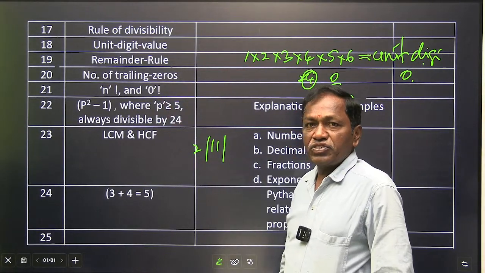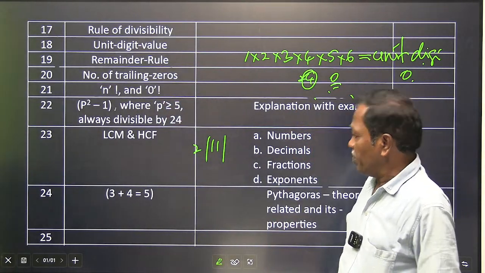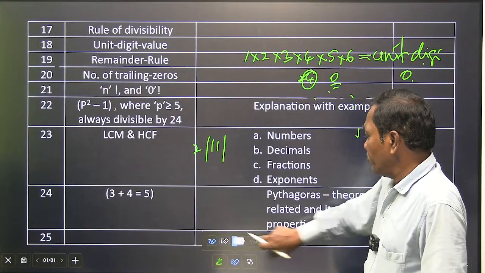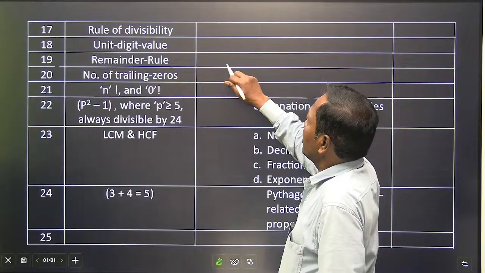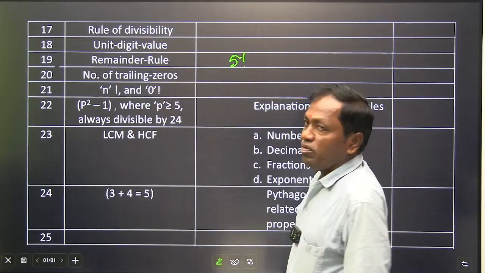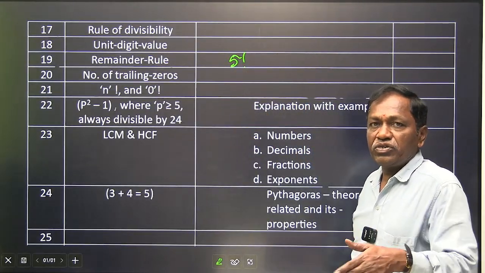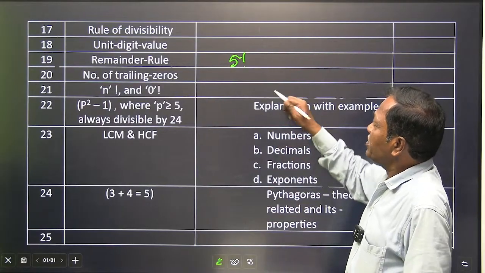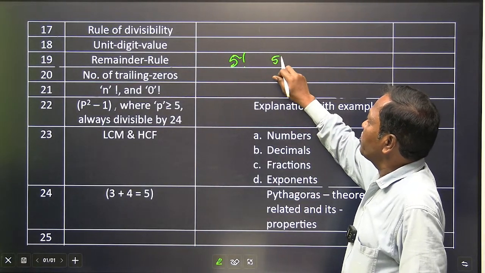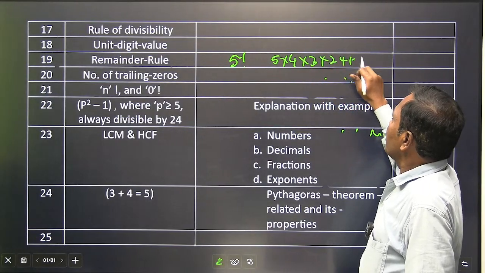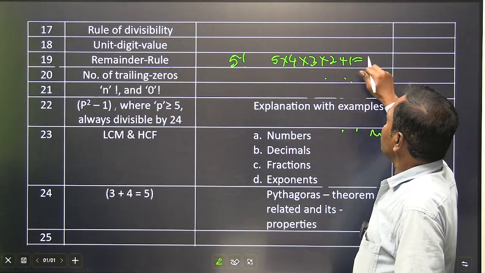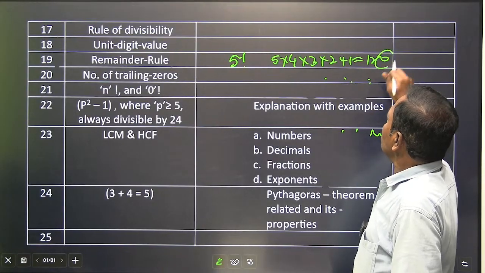Number of trailing zeros. How many zeros will happen? For example, take 5 factorial. What is the number of zeros? 5 into 4 into 3 into 2 into 1. It means 120 will come. So 1 zero will happen.